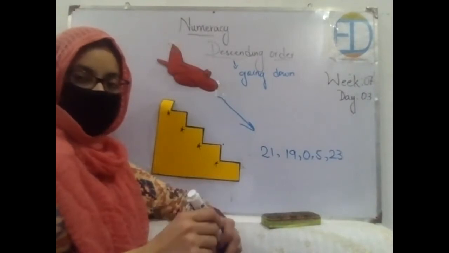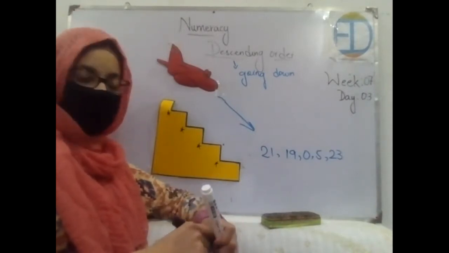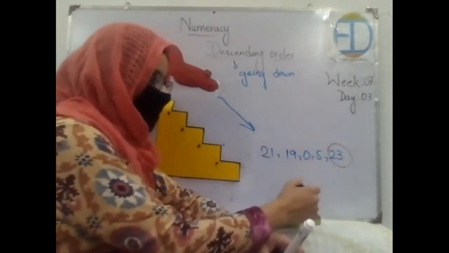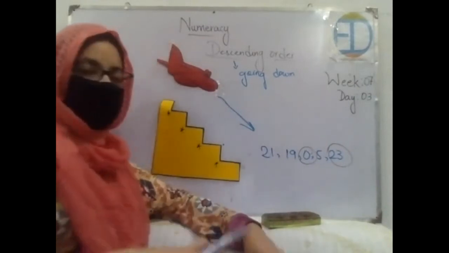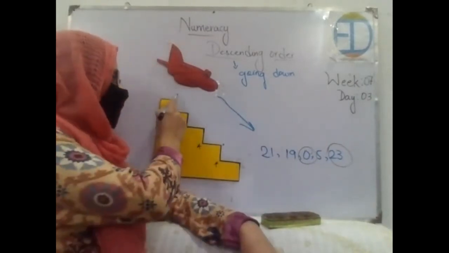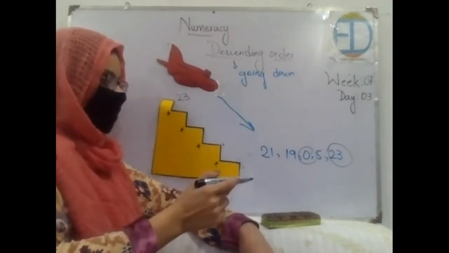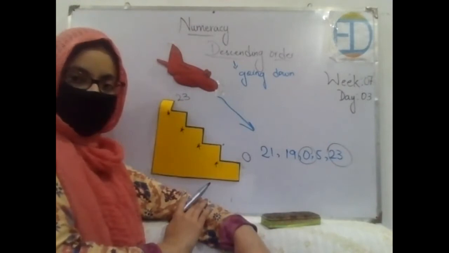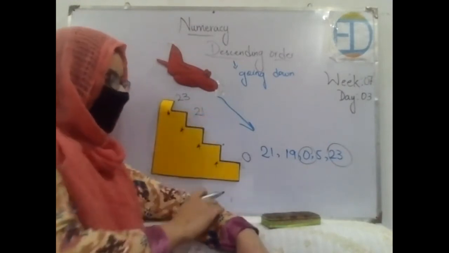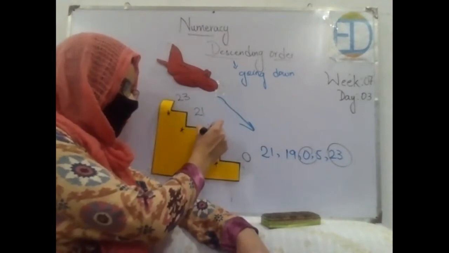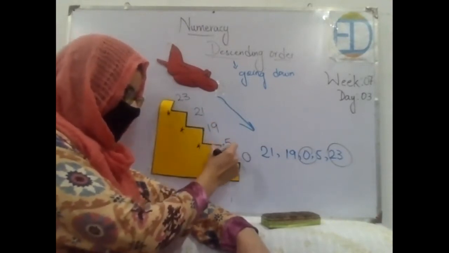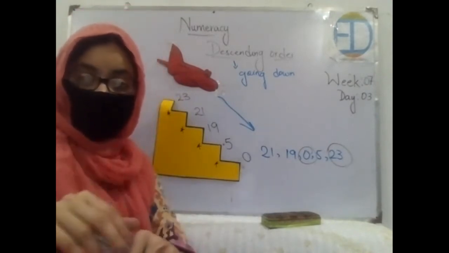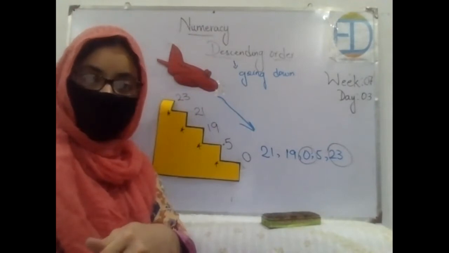Identify the highest number. Who is going to tell me? Yes, Sarah, what is the highest number? 23. Excellent. And what is the lowest one? 0. Where will I write 23? Okay, good. And 0 over there. What will come after 23? 21. Good. Then 19. Well done. And finally 5. Excellent. So now, is this clear to all of you? Any confusion? No? Should we move forward?